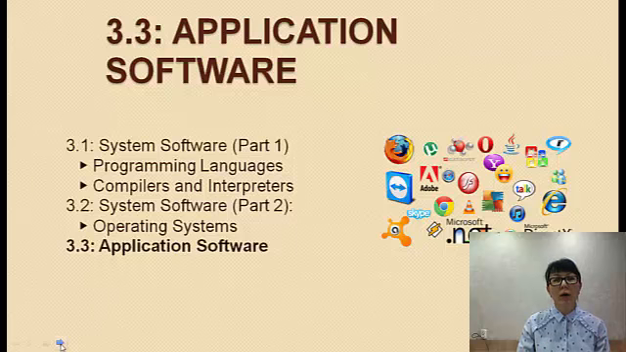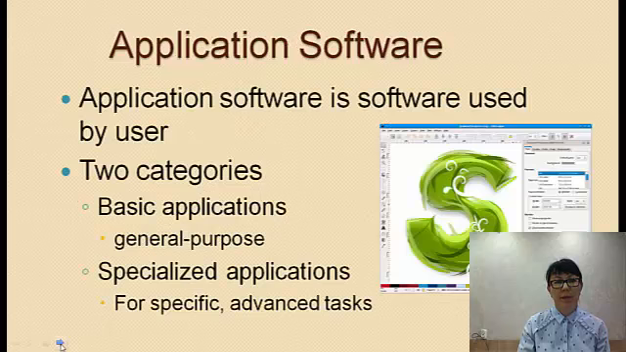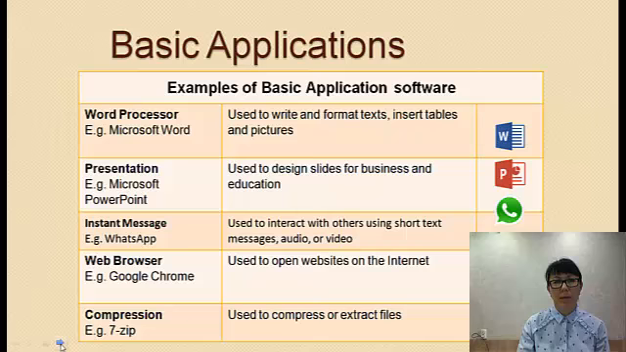Next part of our lecture: application software. Application software is software used by the user. It has two categories: basic applications and specialized applications. In this table, you can see examples of basic application software, such as word processor, presentation, instant message, web browser, compression.